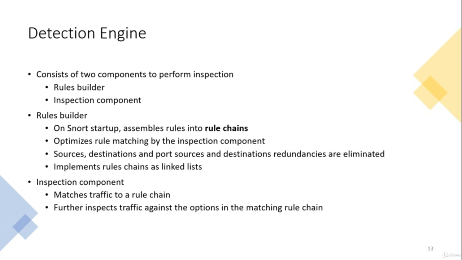On startup, the Snort rules builder goes through all the rules files to review the rules and reassemble them in such a way that inspection is optimized and redundancies in terms of sources, destinations, and port sources and destinations are not replicated in the construct against which network traffic is being evaluated. Chains of rules are built. Network traffic inspection takes place against the rule chains constructed during the build process.